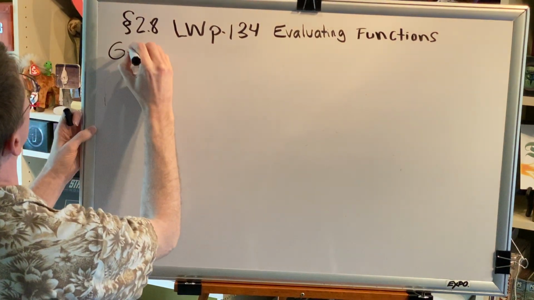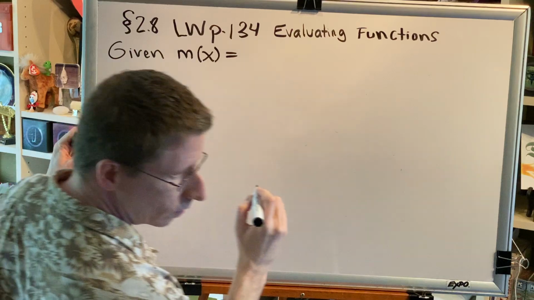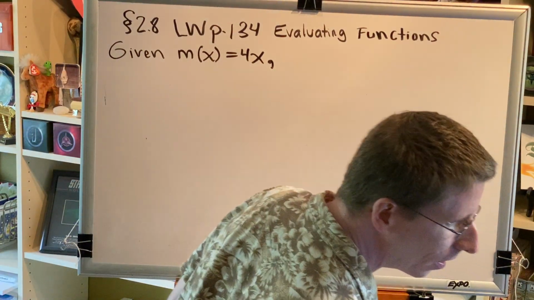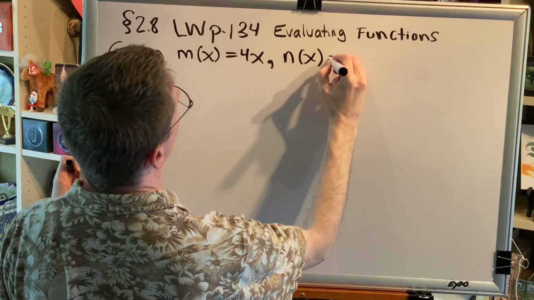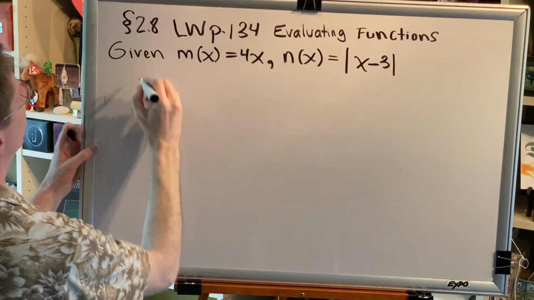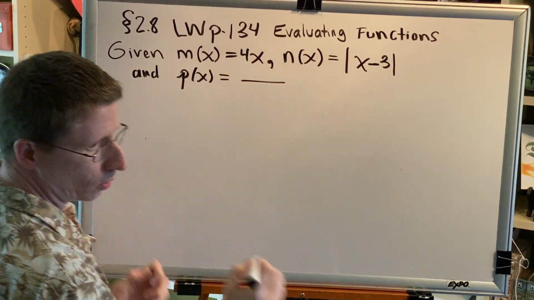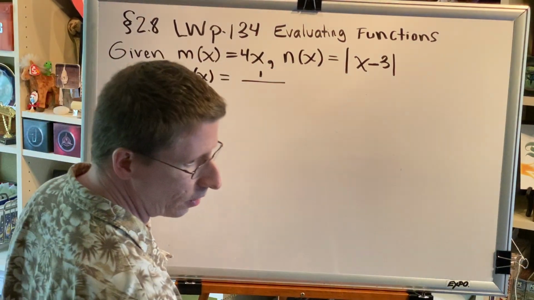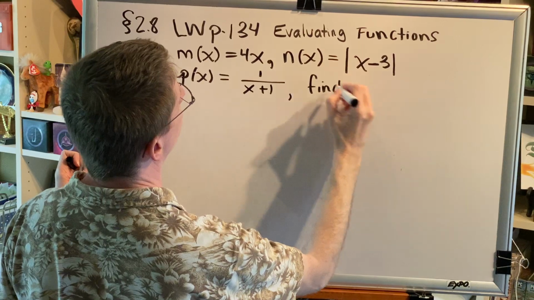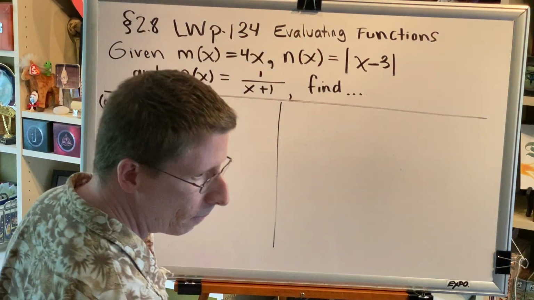Given m of x equals 4x, n of x equals the absolute value of the difference x subtract 3, and p of x equals the rational expression whose numerator is 1 and whose denominator is the sum x plus 1. Find part A, m minus n of negative 2.